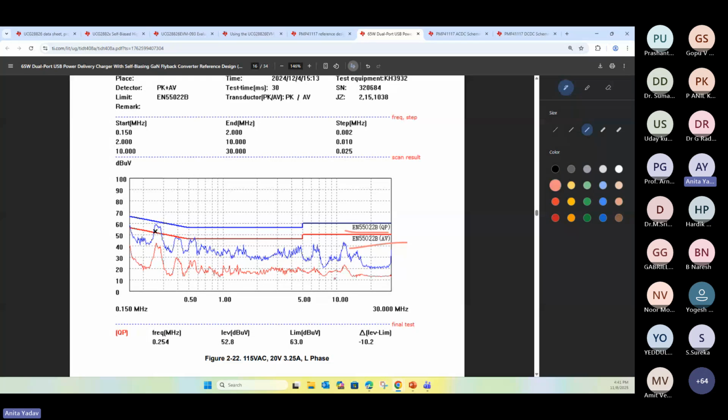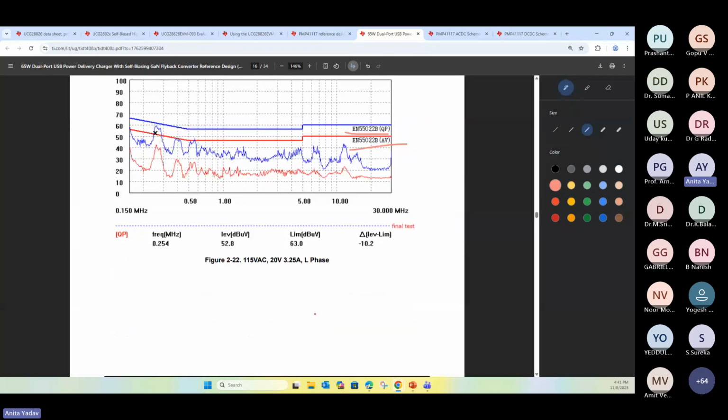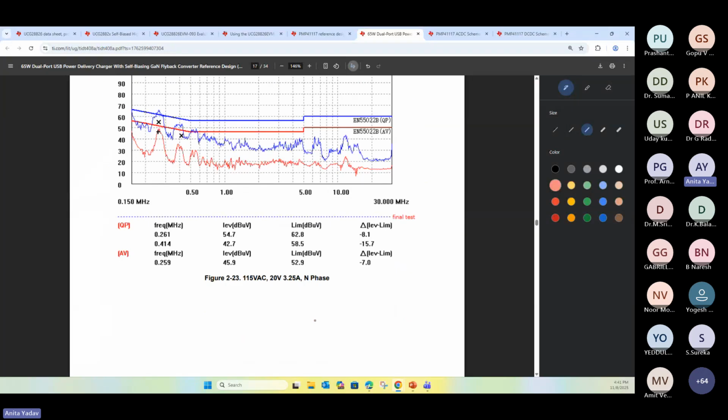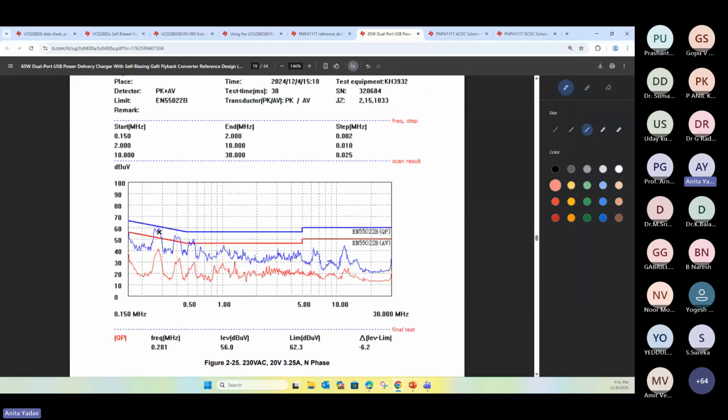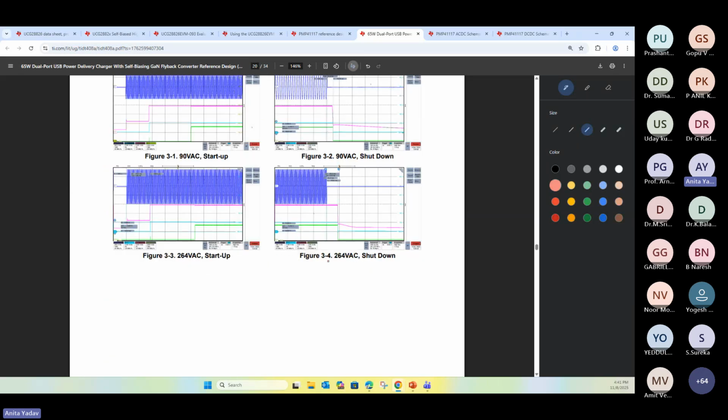Measurements have been taken, and here you can see it's failing by 1 point. Actually passing, not failing, with respect to its quasi peak. And the spectrum you need to cover is 150 kilohertz all the way to 30 megahertz. This is your standard requirement. At different input and output levels, the EMI test report is available.